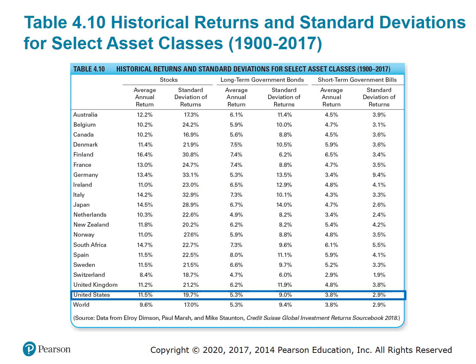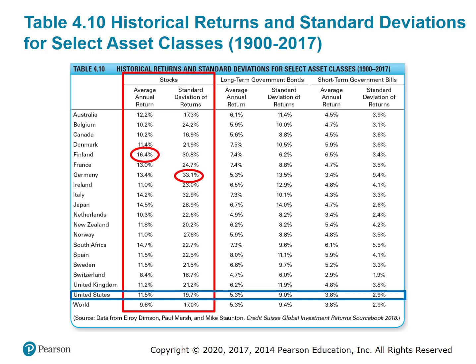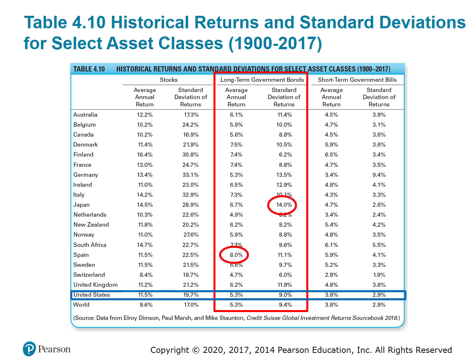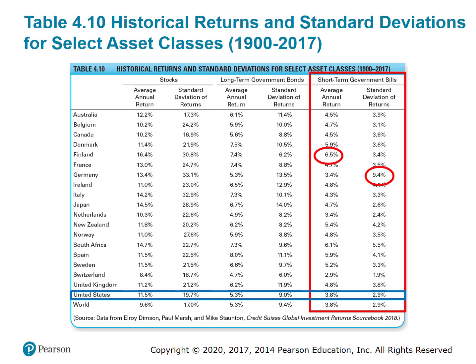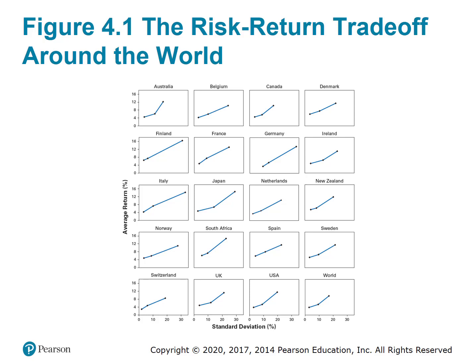Table 4.10 recaps average returns and standard deviations for stocks, long-term and short-term government bonds from many countries. There's the United States down at the bottom. Stocks, highest return is Finland at 16.4. Highest risk is Germany at 33.1. Long-term government bonds, highest return is Spain at 8%. Risk, Japan, 14%. Short-term government bonds, highest return is Finland, 6.5. Highest risk, Germany, 9.4. These graphs in Figure 4.1 graph the average returns in this order: short-term government bonds, long-term government bonds, and stocks. In other words, in order of ascending risk. So all the graphs are upward sloping lines, some more than others, but all have the same pattern.